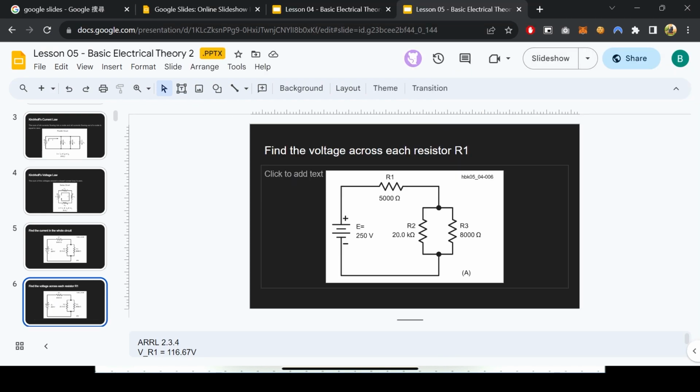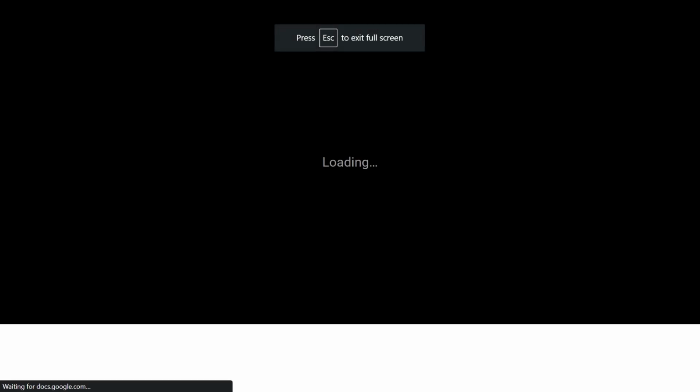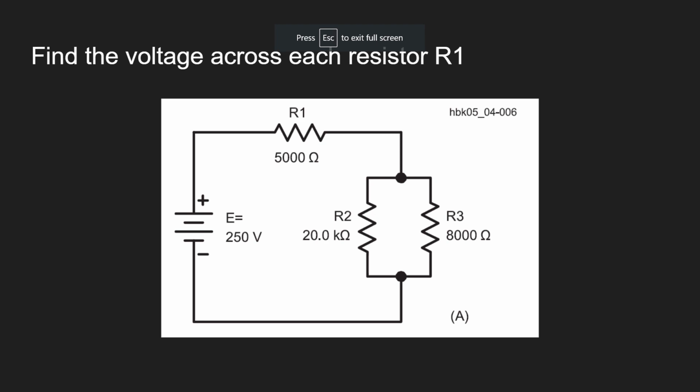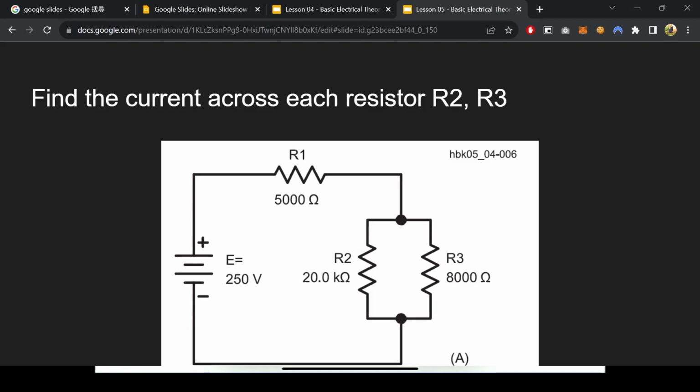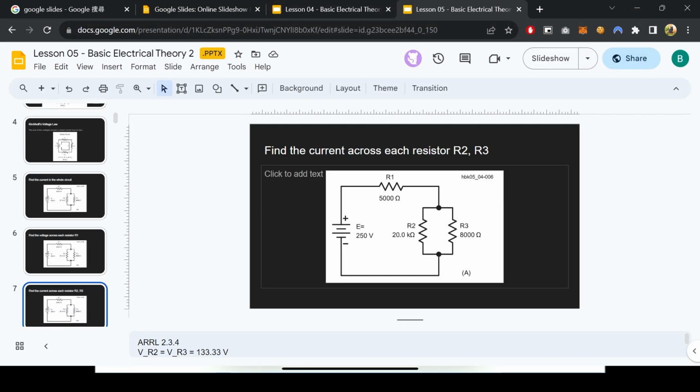What is the voltage across resistor R1? So how can I calculate it? You have to make use of Kirchhoff's voltage law, right? Okay, so let's go on. I will just leave R2 and R3 for your exercise. I'm not going to go through it.